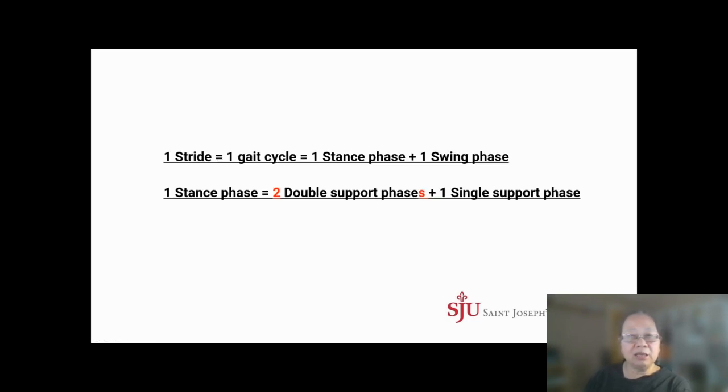In summary, one stride is one gait cycle. It has one stance phase and one swing phase. One stance phase sometimes is one leg contacting, so it's one single support. The double support is a little bit complex. It's actually divided into two parts, so it's two double support phases. We will talk about the details later.